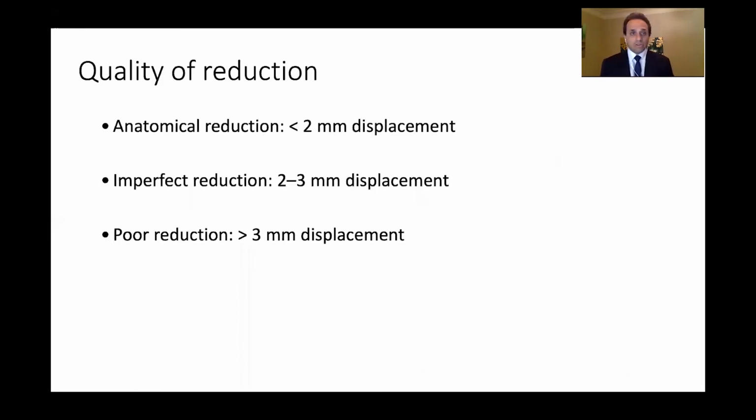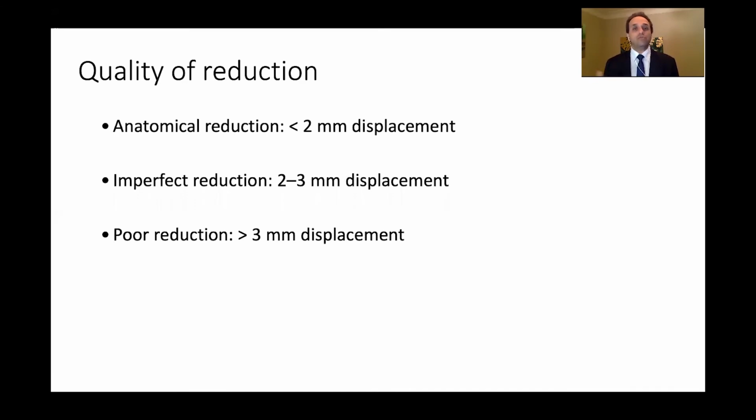The quality of reduction, when we reduce a fracture, we need to achieve less than 2 millimeters displacement, and we call this anatomic reduction. And that's why fractures displaced less than 2 millimeters are treated conservatively, because the aim is achieved already.